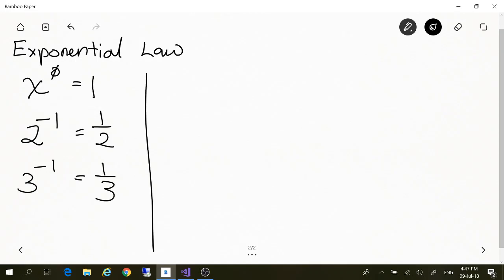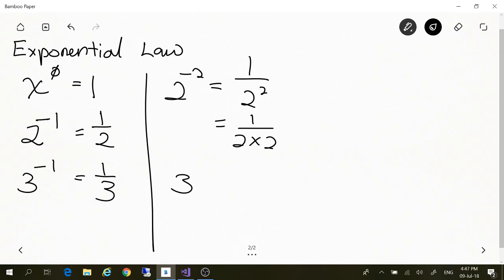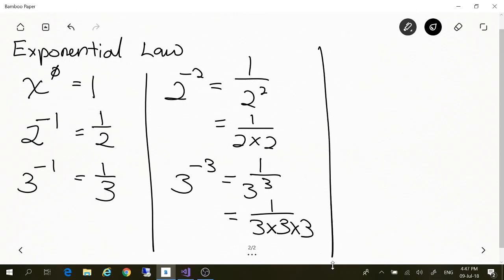Next, 2 to the power of minus 2 is simply 1 over 2 squared, which is equal to 1 over 2 times 2. 3 to the power of minus 3 is equal to 1 over 3 cubed, which is equal to 1 over 3 times 3 times 3. So far so good. This is the next step that we have learned. So we have learned two things: x to the power of 0 is equal to 1, and x to the power of minus a, where a is an integer, is equal to 1 over x to the power of a. Okay, moving on to the next one.